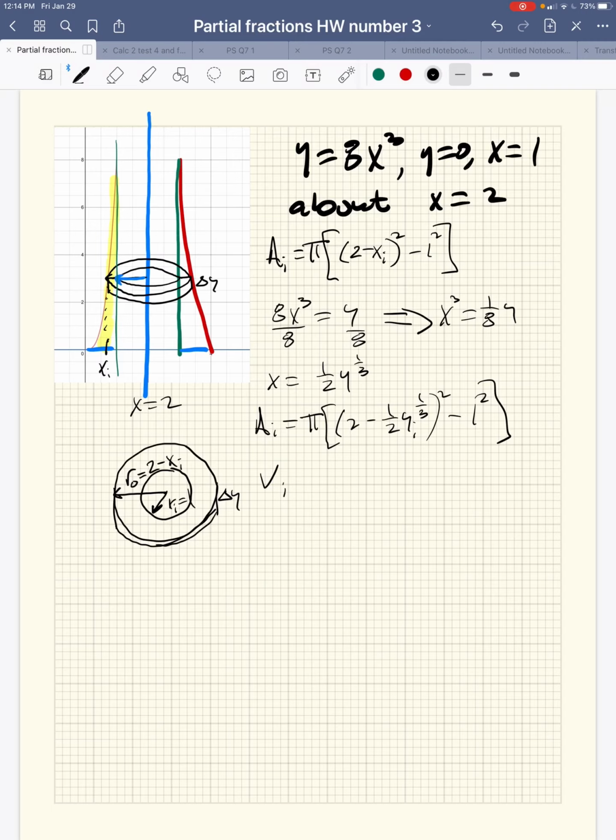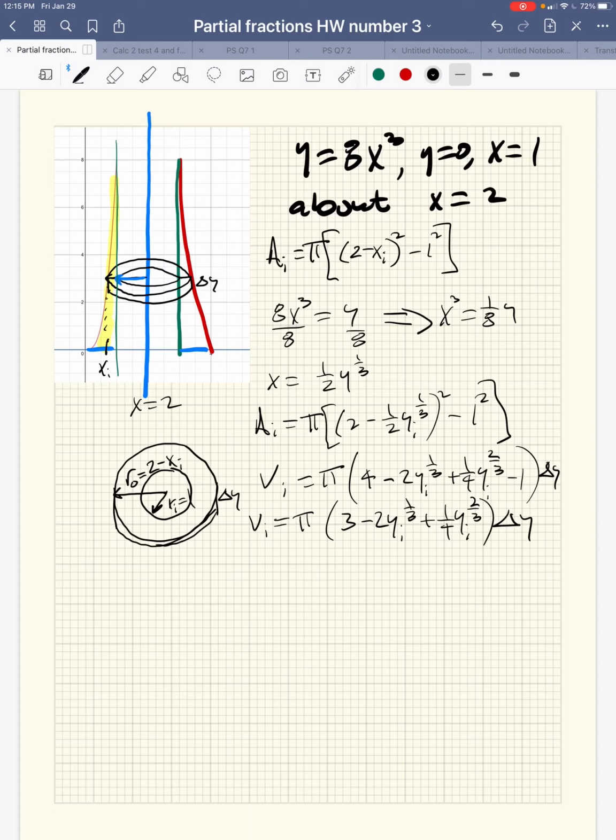And the volume of any one of these washers would be pi times, and we might just go ahead and multiply this out, 4 minus 2 y sub i to the 1/3 plus 1/4 y sub i to the 2/3 minus 1, times delta y. And then that can be simplified a little bit. V sub i would be pi times 3 minus 2 y sub i to the 1/3 plus 1/4 y sub i to the 2/3 delta y.